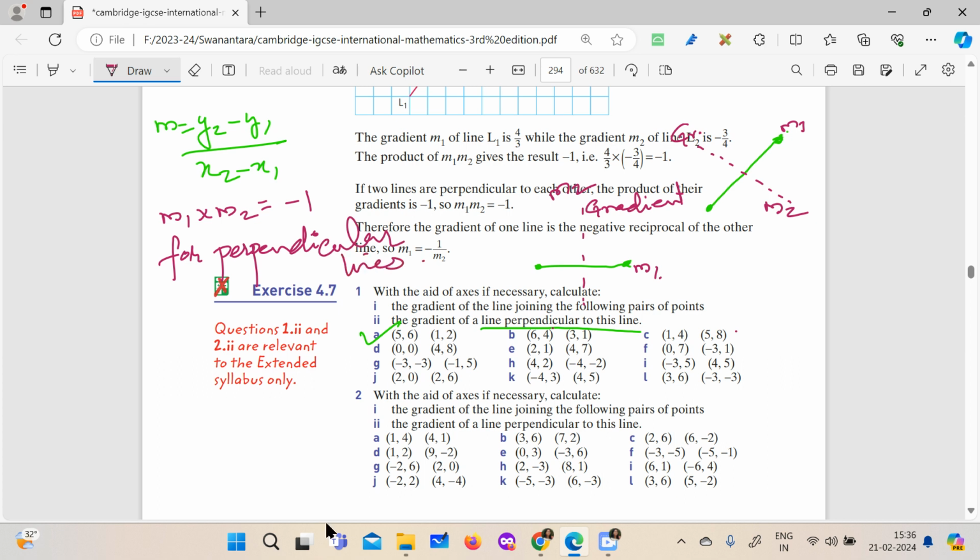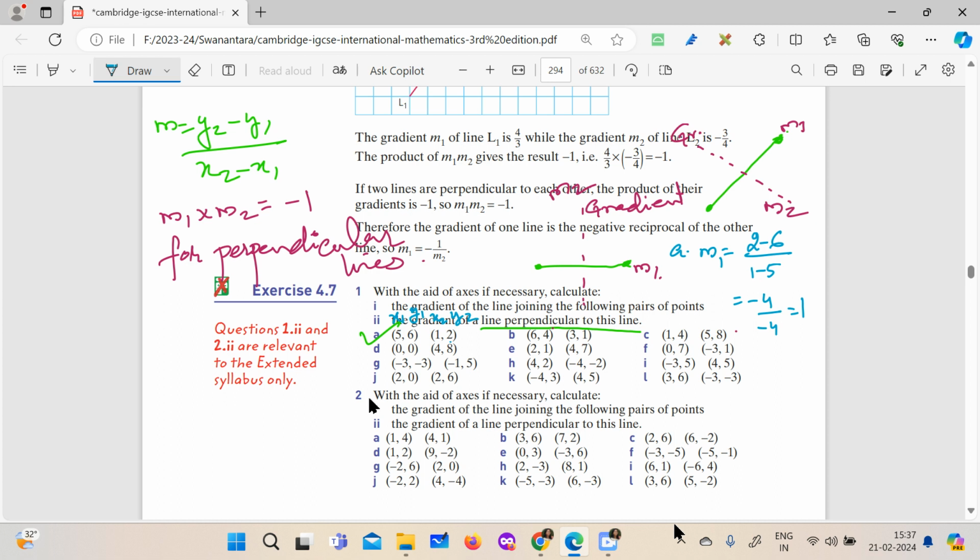Now, let me show you. The first part of this question is the gradient of the line joining. So let's calculate the gradient for A. m is equal to, let me say this one is x1 and 6 is y1, and this is x2 and this one is y2. So first is y2 minus y1, so I will write 2 minus 6, and then x2 minus x1, that is 1 minus 5. So I will get m1 as minus 4 over minus 4, that will give me 1. Is this clear?